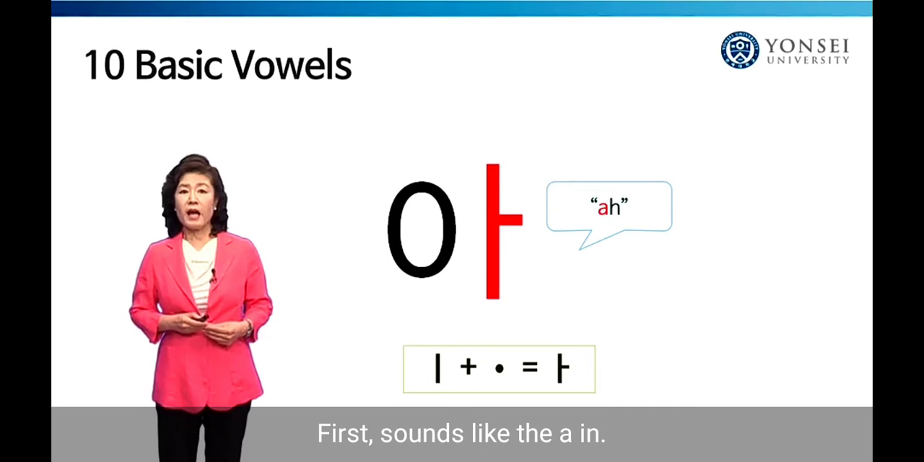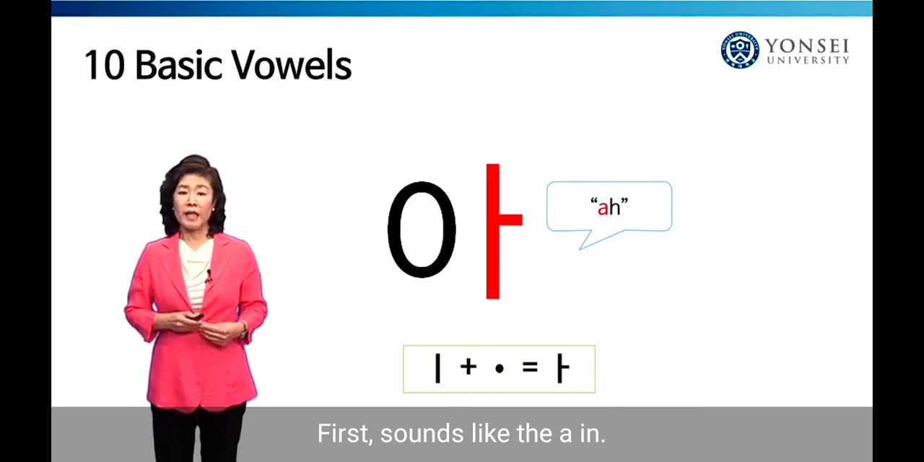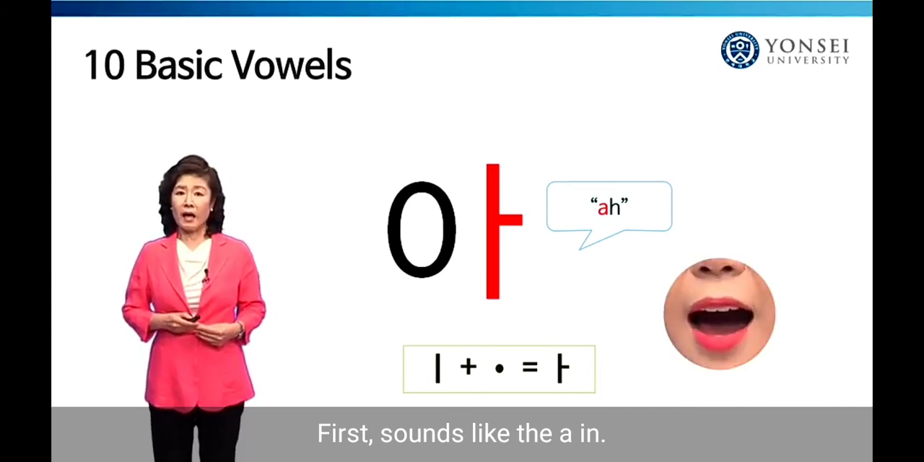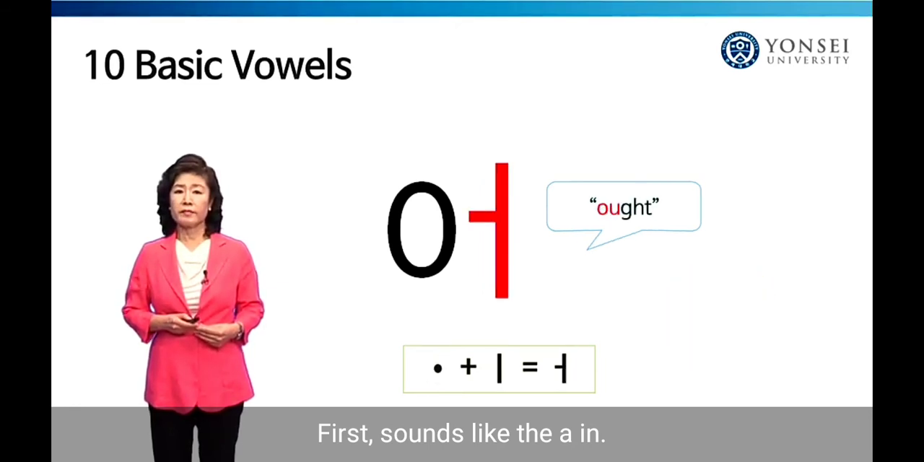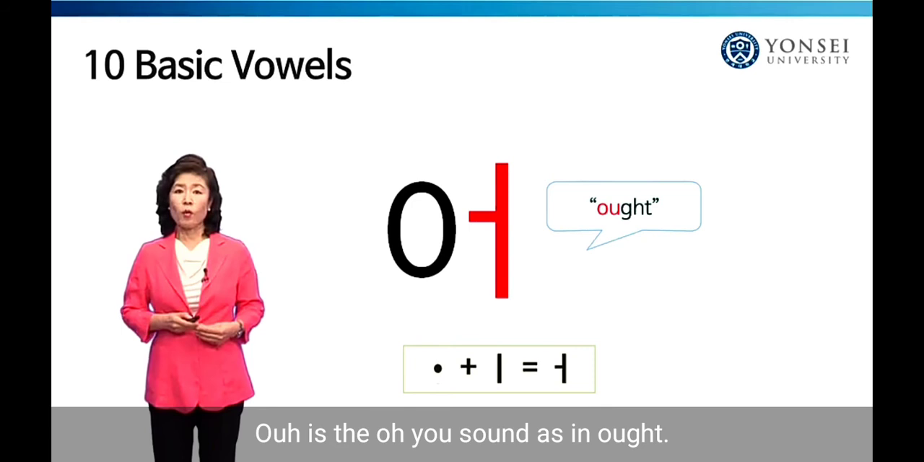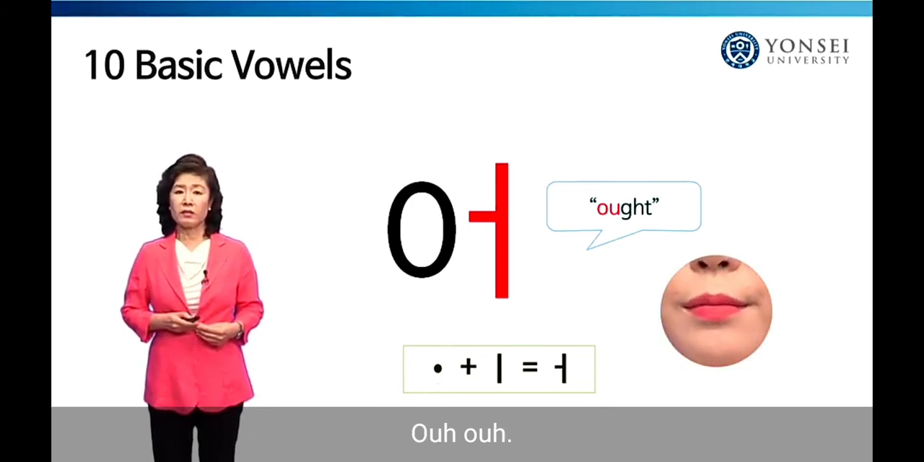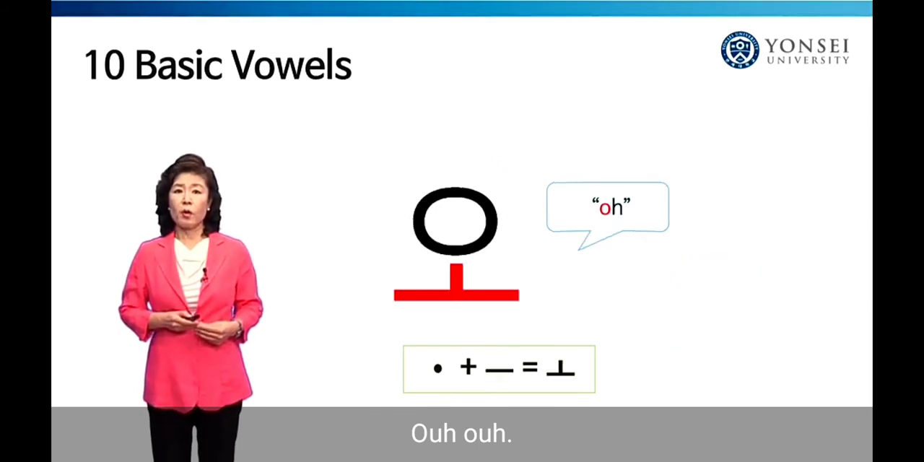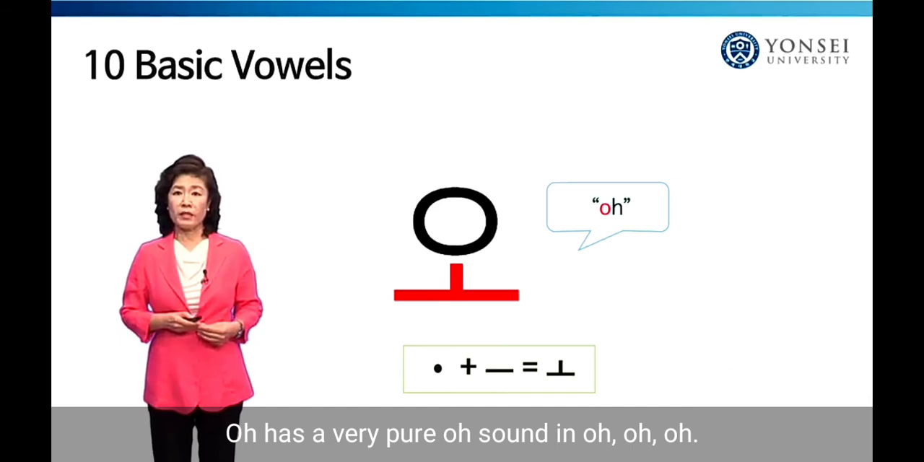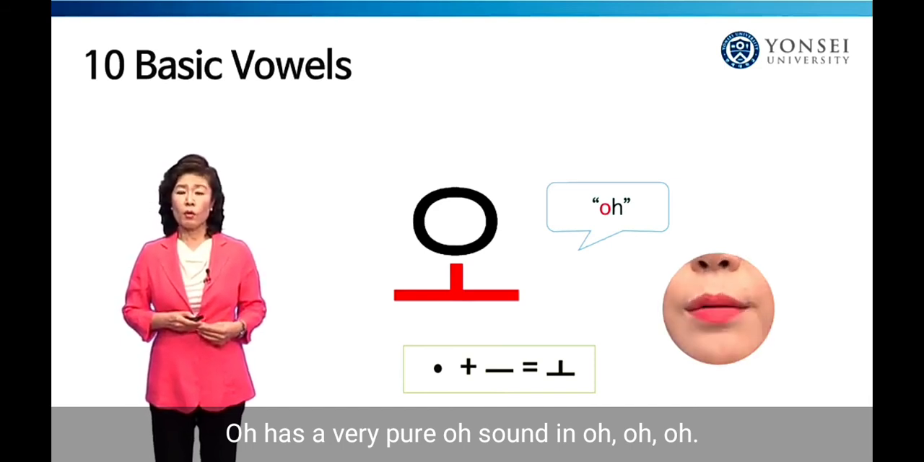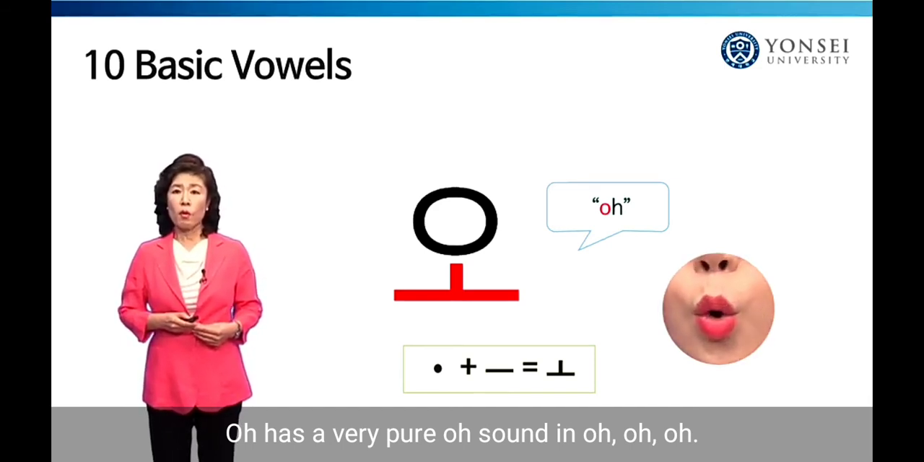First, ah sounds like the A in ah. Ah. O is the OU sound as in odd. Aw. O has a very pure O sound. O.